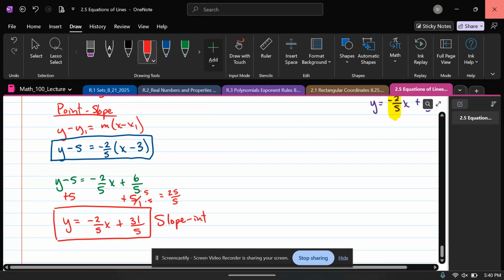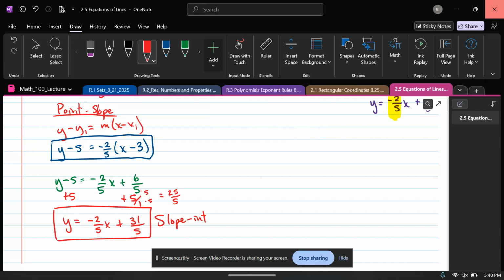Okay? Let's go to standard form for that. So I've got y equals negative 2/5 x plus 31 over 5. Now what?